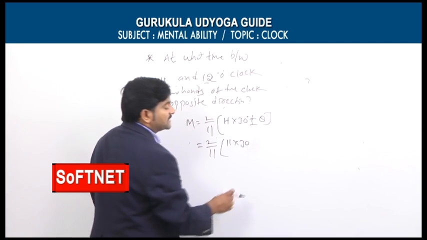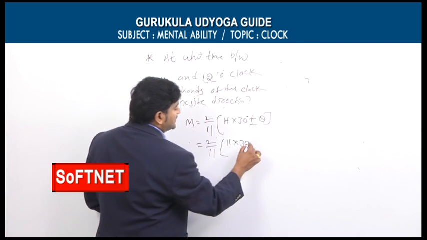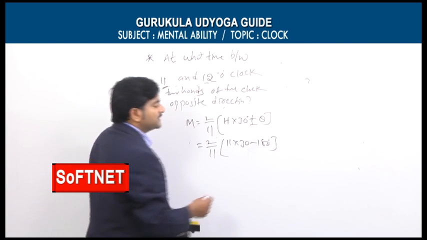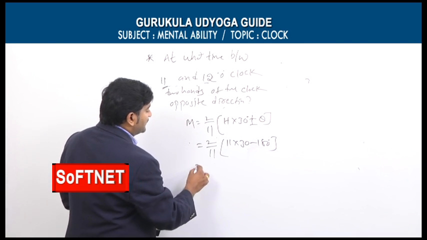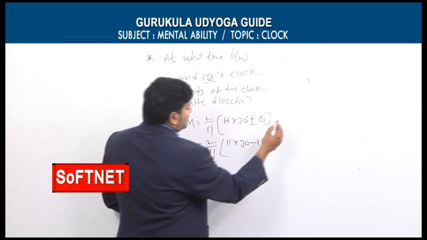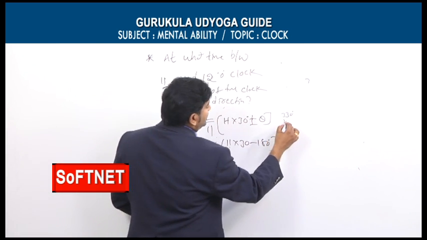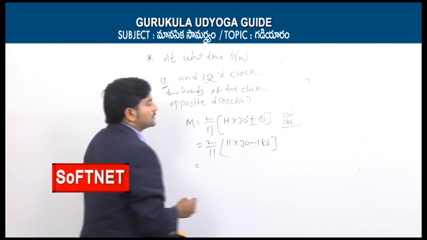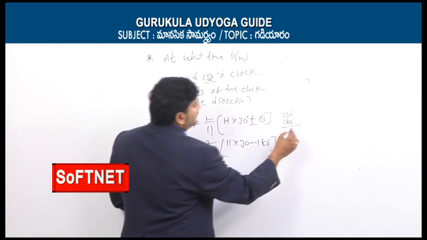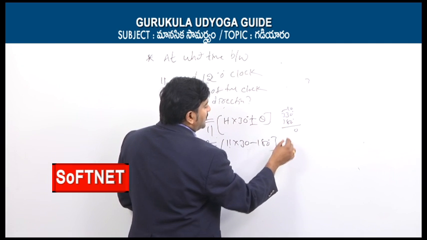So M is equal to 2 by 11 into, starting hour 11, into 30 degrees plus or minus. No, I should not take plus or minus because the time comes under the second part. That's why here we can take minus 180. Again simplification, 11 into 30 means 330 degrees. 330 degrees minus 180.